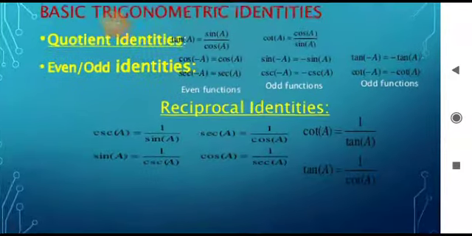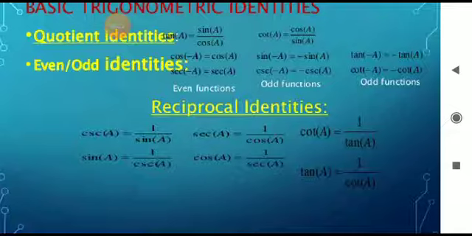Our session of today is Trigonometric Identities. We all know about the trigonometric ratios, that is sin A, cos A, tan A, cosec A, sec A, cot A. And the quotient identity is tan A is equal to sin A upon cos A, cot A is equal to cos A upon sin A.